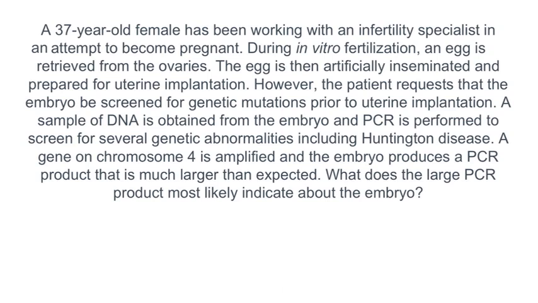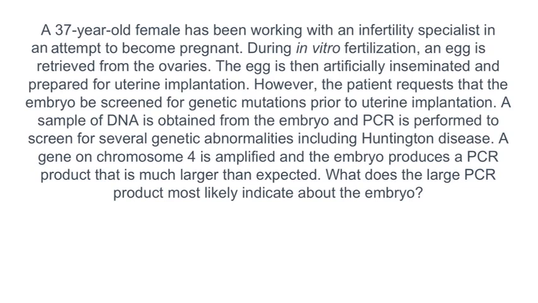A sample of DNA is obtained from the embryo, and PCR is performed to screen for several genetic abnormalities, including Huntington disease. A gene on chromosome 4 is amplified, and the embryo produces a PCR product that is much larger than expected. What does the large PCR product most likely indicate about the embryo?